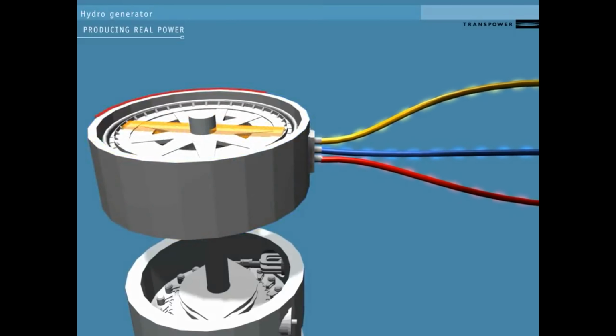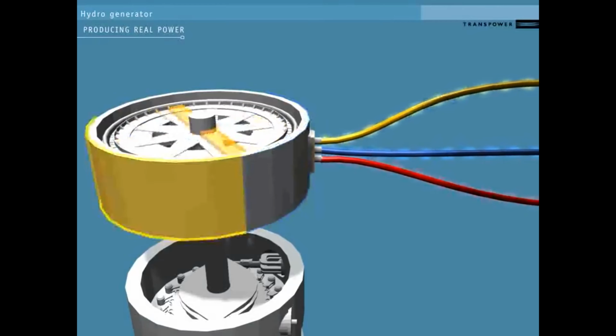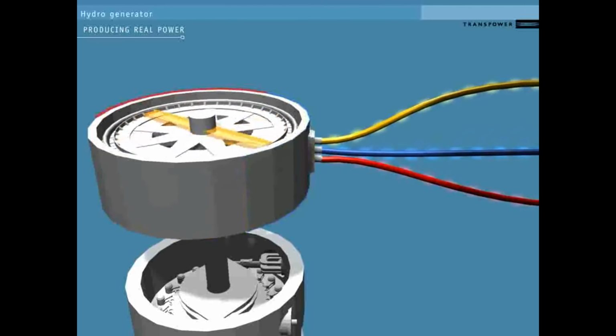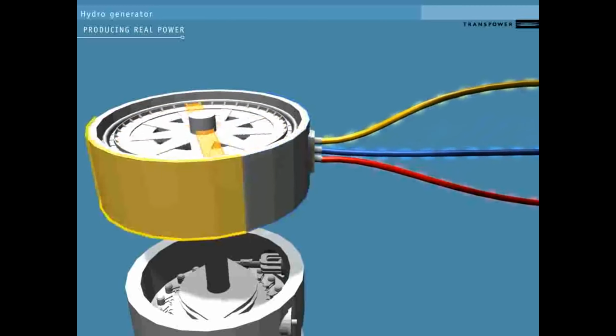The generator produces 3-phase power by using different conductors to carry the power generated along different parts of the stator, as shown here. This creates a 3-phase alternating current, which is represented by the sine wave.